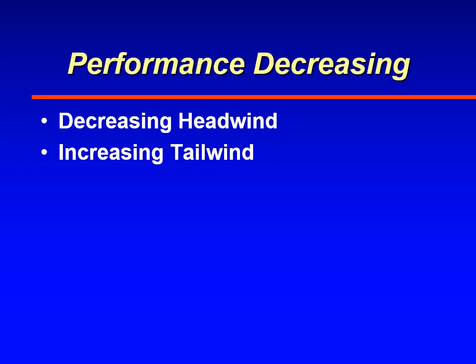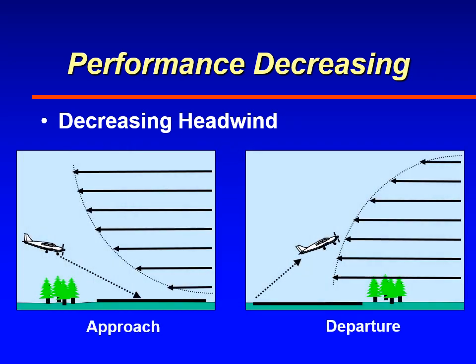Performance decreasing shears can be experienced by either a decreasing headwind or an increasing tailwind. A decreasing headwind can be experienced either during approach or departure, and both of these are performance decreasing. On approach, as the aircraft gets closer to the ground, the wind decreases, which is a decreasing headwind. Likewise, as an aircraft climbs higher on departure, experiencing a decreasing headwind will result in a performance decrease.